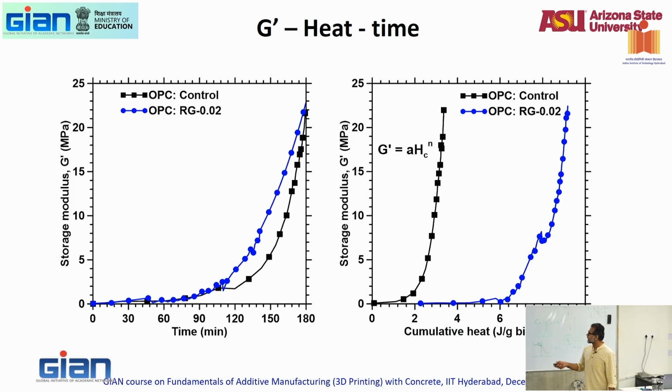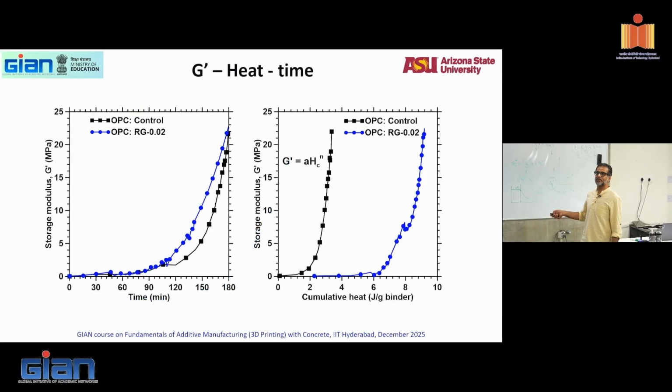So if you look at storage modulus as a function of time, you will get a curve like this. And if you look at storage modulus as a function of cumulative heat at that time, you will get a curve like that. They look fairly similar if you have a decent enough eye to look at it, right? So you have storage modulus versus time, and storage modulus versus cumulative heat. So cumulative heat may be some way to measure it.